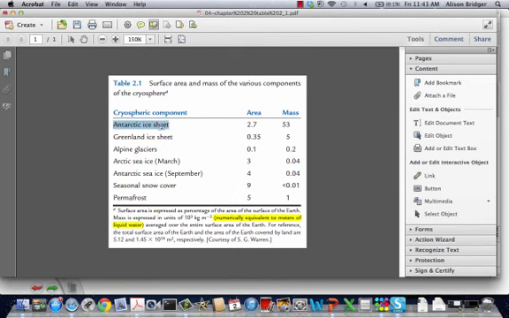We've got the Antarctic ice sheet. That's over the South Polar Cap. Covers 2.7 something, 2.7 square meters probably, or 2.7. Oh, area is expressed as a percentage, I probably should have read this first, of the area of the surface of the Earth. So 2.7% of the Earth's area is covered by the Antarctic ice sheet, and it's very massive, 53 units of mass.